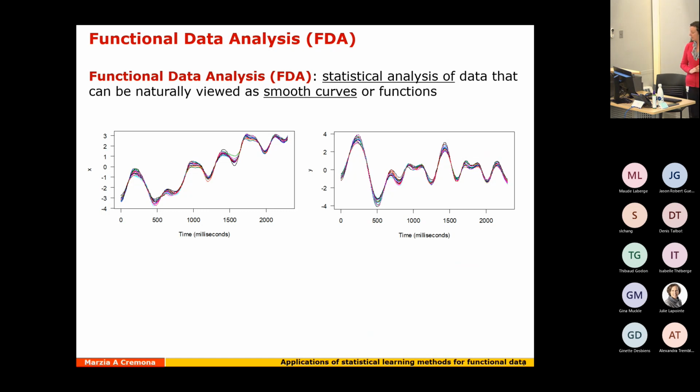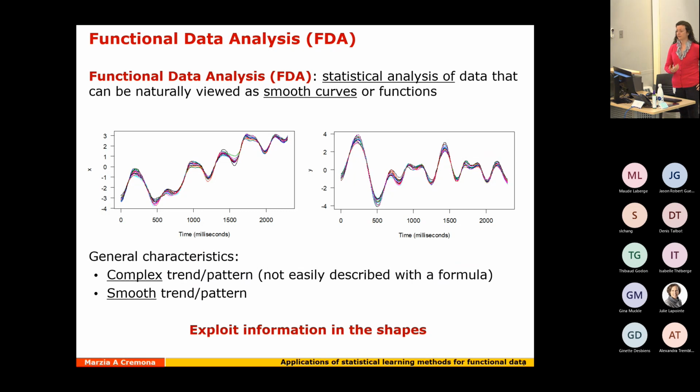Here we see two examples of two sets of curves, and you can see that one characteristic is that, at least in this example, they are pretty smooth. Another characteristic is that usually functional data are pretty complex, so we cannot really describe the pattern that we see with an easy formula. So the idea of functional data analysis is to try to exploit the shape that we have in this data to gain insight and to really analyze this data.